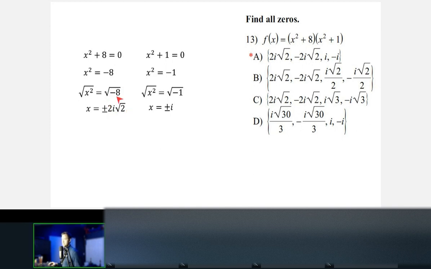So hopefully you can do this by hand, or if you have the FX 115 or FX 300, you type that in, it will reduce it for you. The Casio model that I recommend will give you 2 radical 2 as your answer. You just got to know that this negative comes out as an I. Same thing for this one, and all of us should know that the square root of -1 is I. All right, what's the next one?